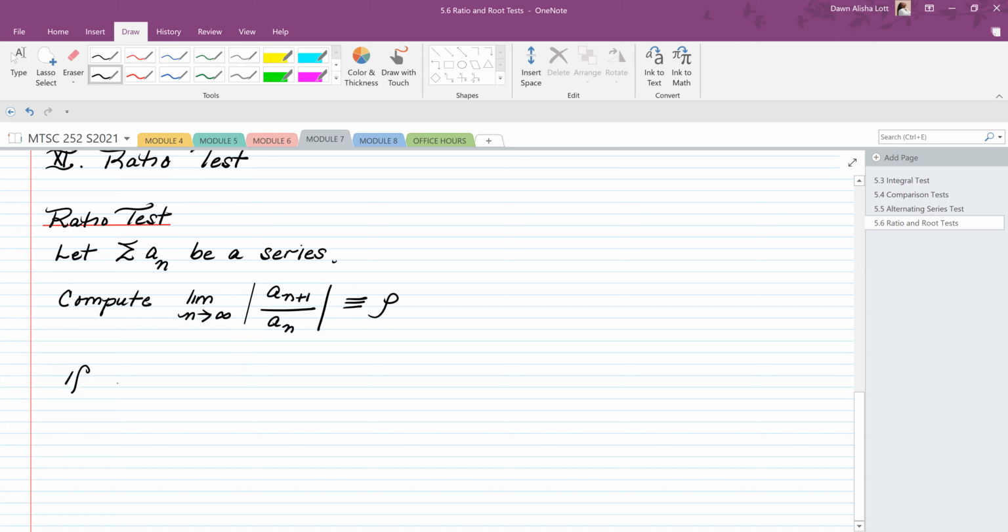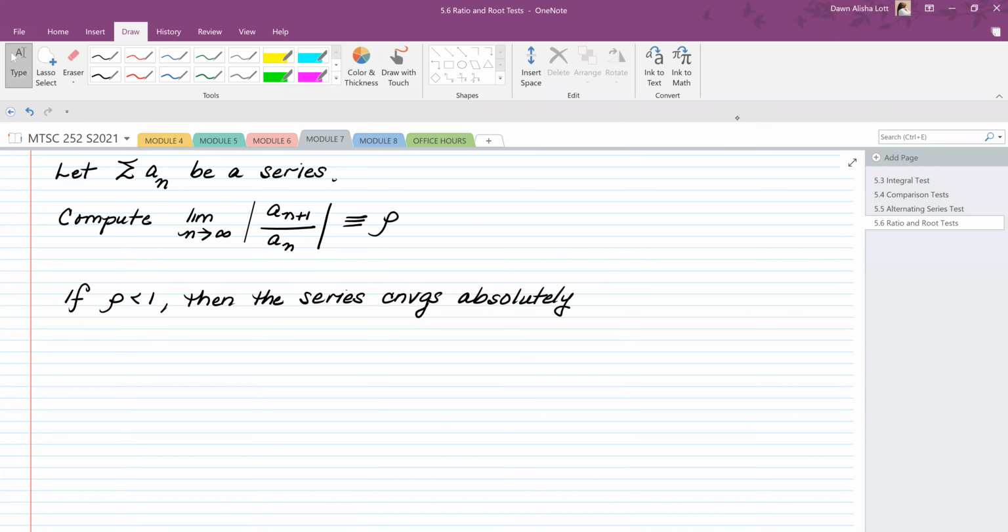If rho is less than 1, then the series converges absolutely. And you remember, a series that converges absolutely, we say that it converges. If rho is greater than 1, then the series diverges. And if rho is equal to 1, the test is inconclusive.